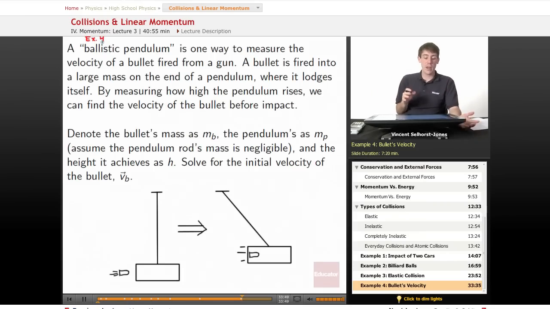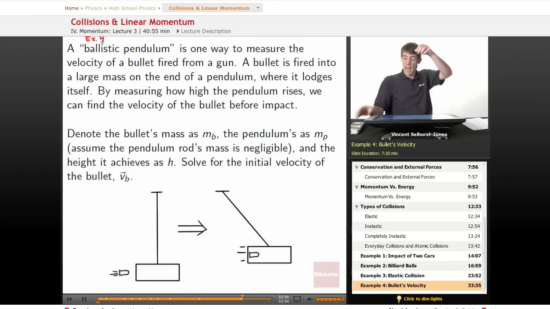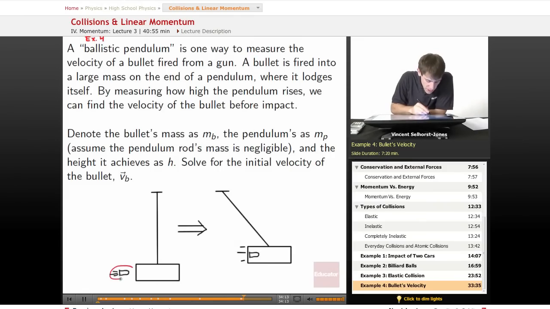Ballistic pendulum is one way to measure the velocity of a bullet fired from a gun. So a ballistic pendulum is a big, heavy thing sitting on a rod, and a bullet will come in here, and it's going to impart its momentum, and the thing will swing up. Bullet goes in here, lodges itself in, and puts some momentum into it, and the ballistic pendulum will continue to swing up.